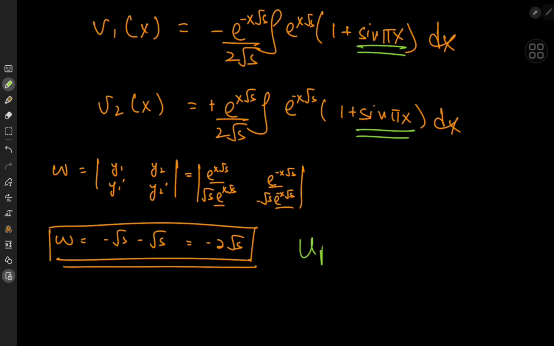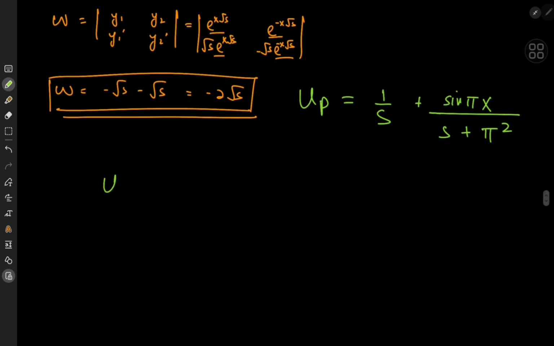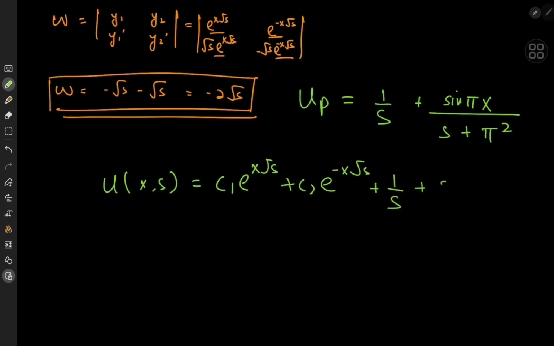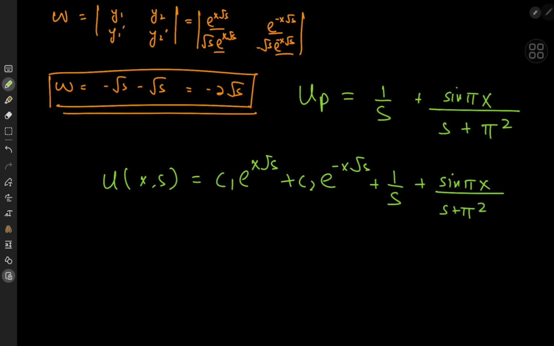We have the particular solution u sub p being equal to 1 by s plus sine of pi x divided by s plus pi squared. So that means we have u of x and s being equal to the general solution, which was c sub 1 times e to the x times root s plus c sub 2 times e to the negative x times root s, plus the particular solution 1 by s plus sine pi x divided by s plus pi squared. And to get rid of the constants c1 and c2, we'll make use of the boundary conditions provided to us.